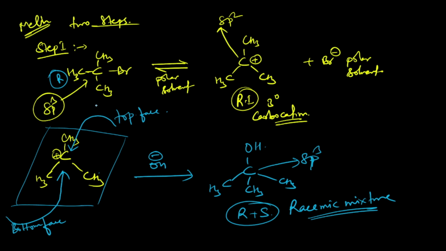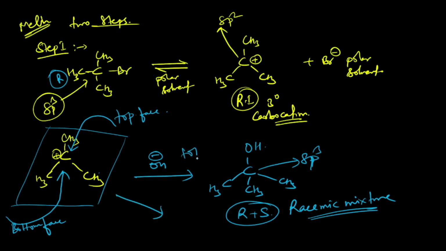You are starting with an enantiomerically pure compound. Whether R or S, it will be an enantiomerically pure compound. If you are starting with one compound, you will get a racemic mixture, correct? You are not getting an enantiomerically pure compound. Why? Because now it is a planar molecule. For a planar molecule, the OH minus can attack from the top as well as from the bottom. If it is attacking from the top, this will be your molecular structure. If you are attacking from the bottom, then another type of molecule is possible.